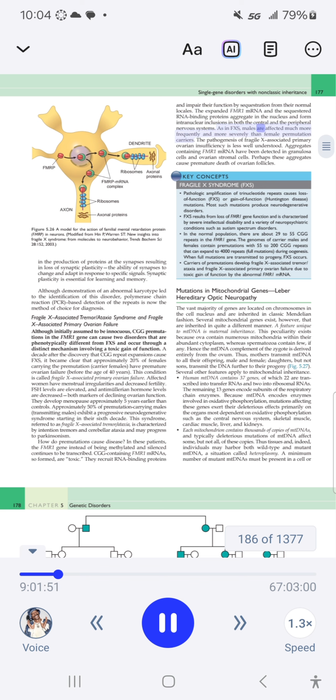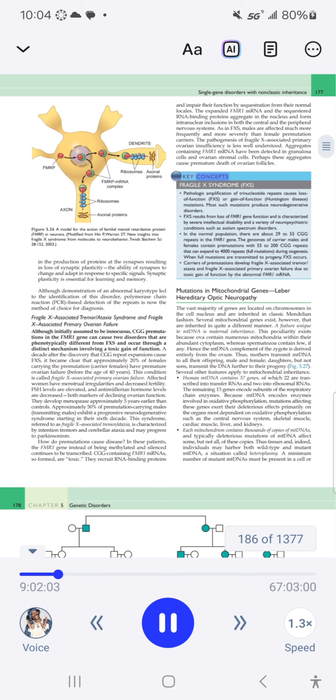As in FXS, males are affected much more frequently and more severely than female premutation carriers. The pathogenesis of Fragile X-associated primary ovarian insufficiency is less well understood. Aggregates containing FMR1 mRNA have been detected in granulosa cells and ovarian stromal cells. Perhaps these aggregates cause premature death of ovarian follicles.